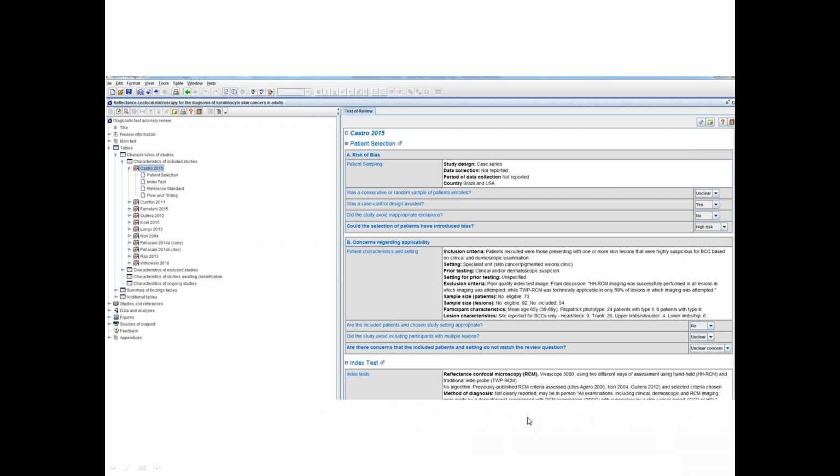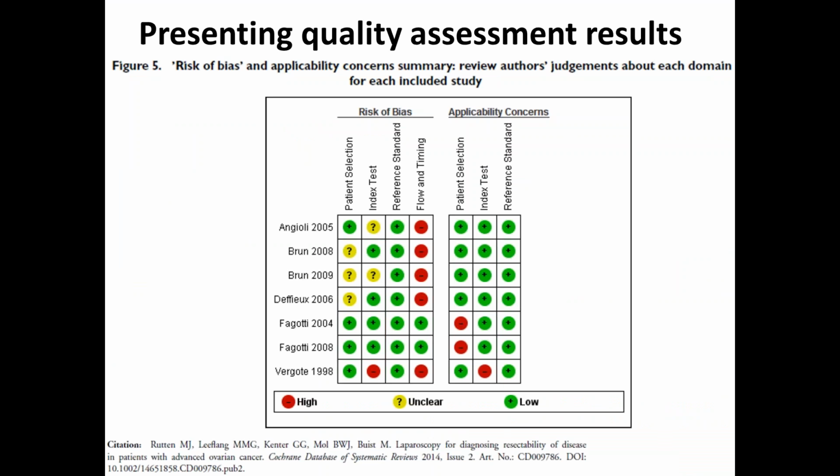Okay, so this is just a screenshot of the same thing. The results for risk of bias are presented, our QUADAS assessment, in these tables. So that's similar as for intervention reviews. For each study, we will display our coloured indications. The left-hand part is the risk of bias assessment. The right-hand part is our applicability concerns. So we can see this for our studies.